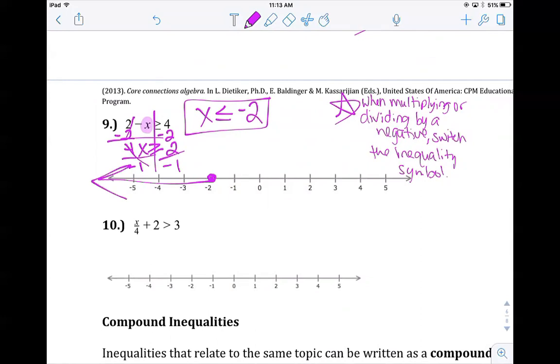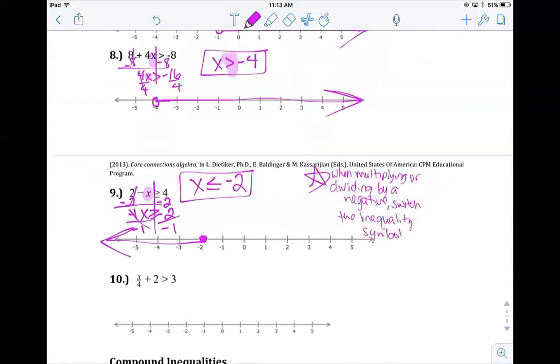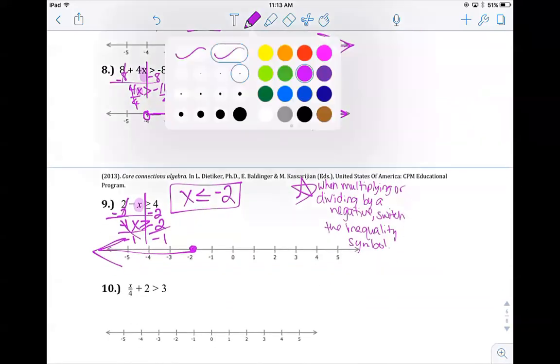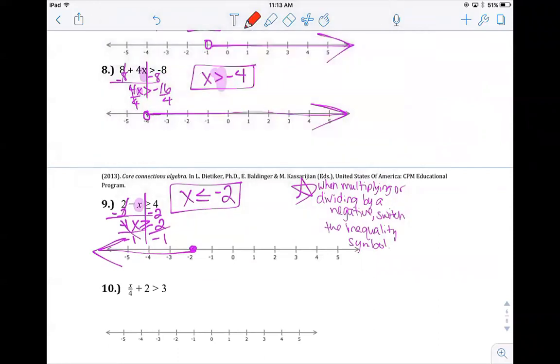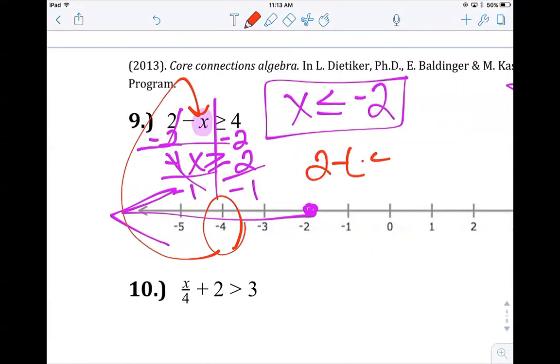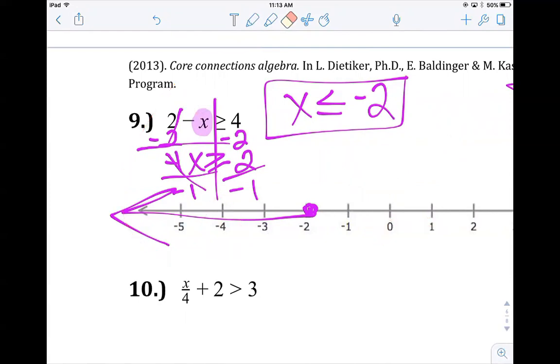You can always check your answer too, just like our equations and absolute value inequalities. Take any number you want. Let's say we take the same problem and you want to check to make sure you're right. If you would take like -4 and plug it back in, 2 minus -4, you want to make sure that that is greater than or equal to 4. Well, that will become 2 plus 4, which is 6, and 6 is greater than or equal to 4. So that means that that's in the solution, and that's why that arrow is going that direction, because all of those numbers in that arrow make that a true statement.